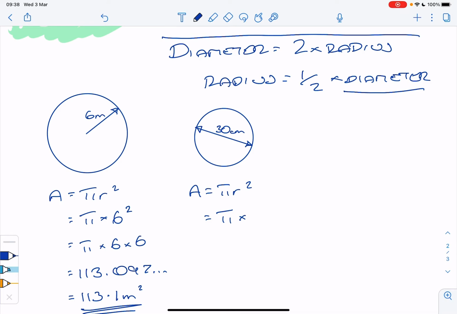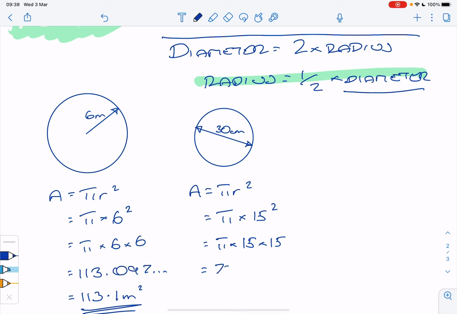So using this formula at the top here, the radius is just half of the diameter. So if that's the diameter, half of it is 15. And we square 15 and then times it by pi. So in your calculator, you can literally just go pi times by 15 squared, if you've got a calculator that allows that. Either that or do pi times by 15 times by 15. You don't have to write this step, but I just want you to know that that's what we're doing here.